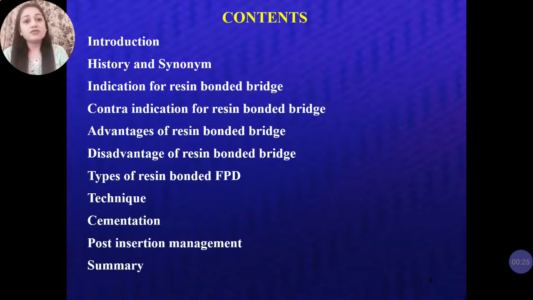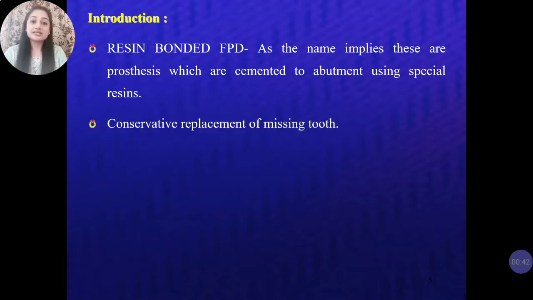We are going to see what are the indications, contraindications, advantages and disadvantages of resin bonded fixed partial dentures, what are different types of it, the technique, the cementation procedure and post-operative insertion management. So as the name suggests, these are the prostheses which are cemented to abutment teeth using special resins. Hence, it is called resin bonded fixed partial dentures.